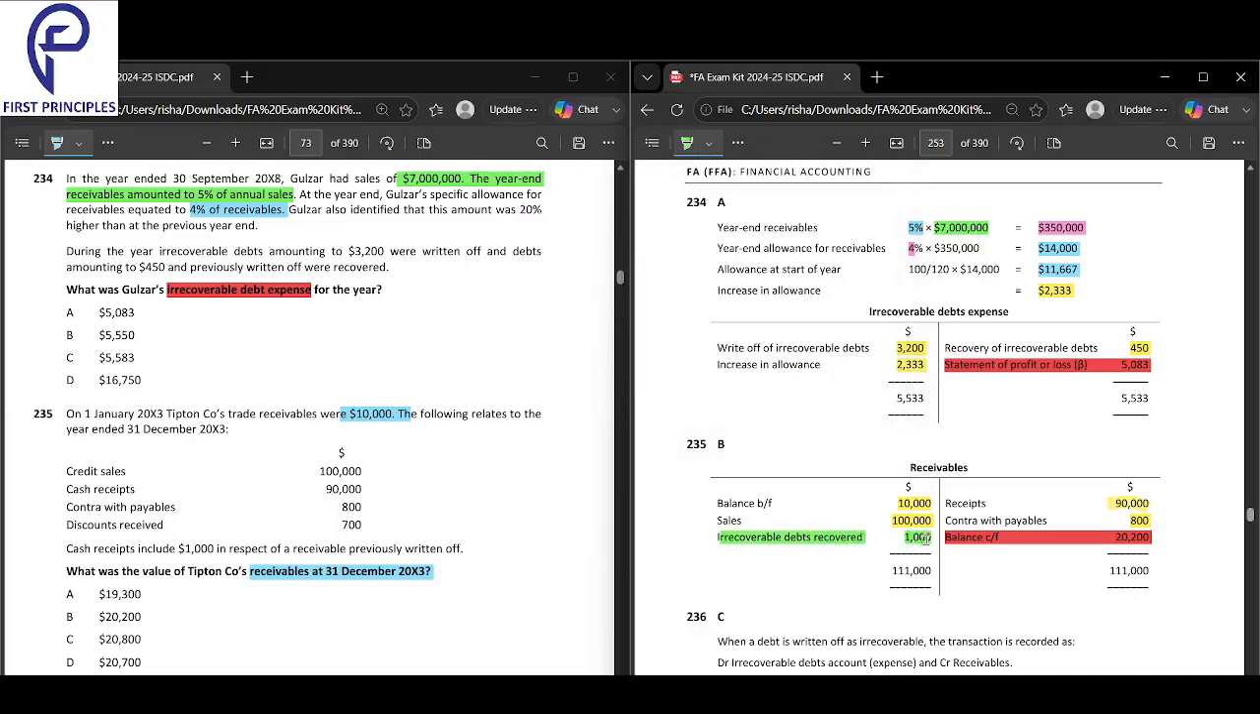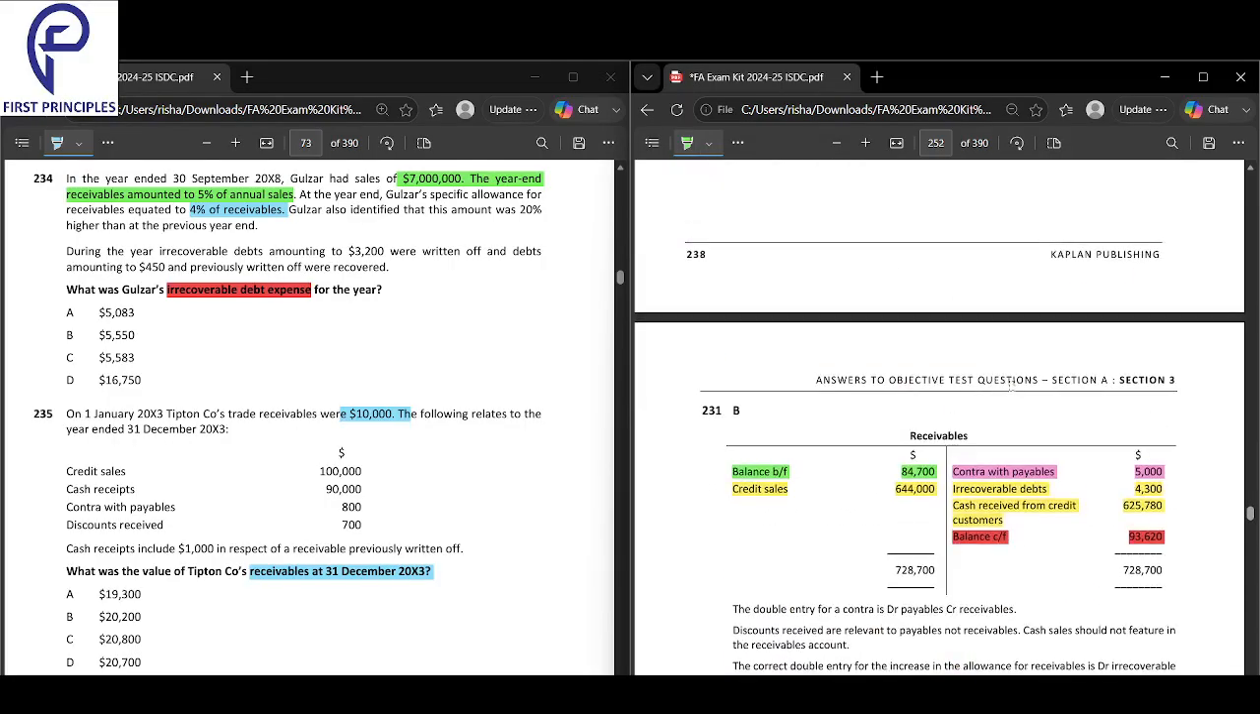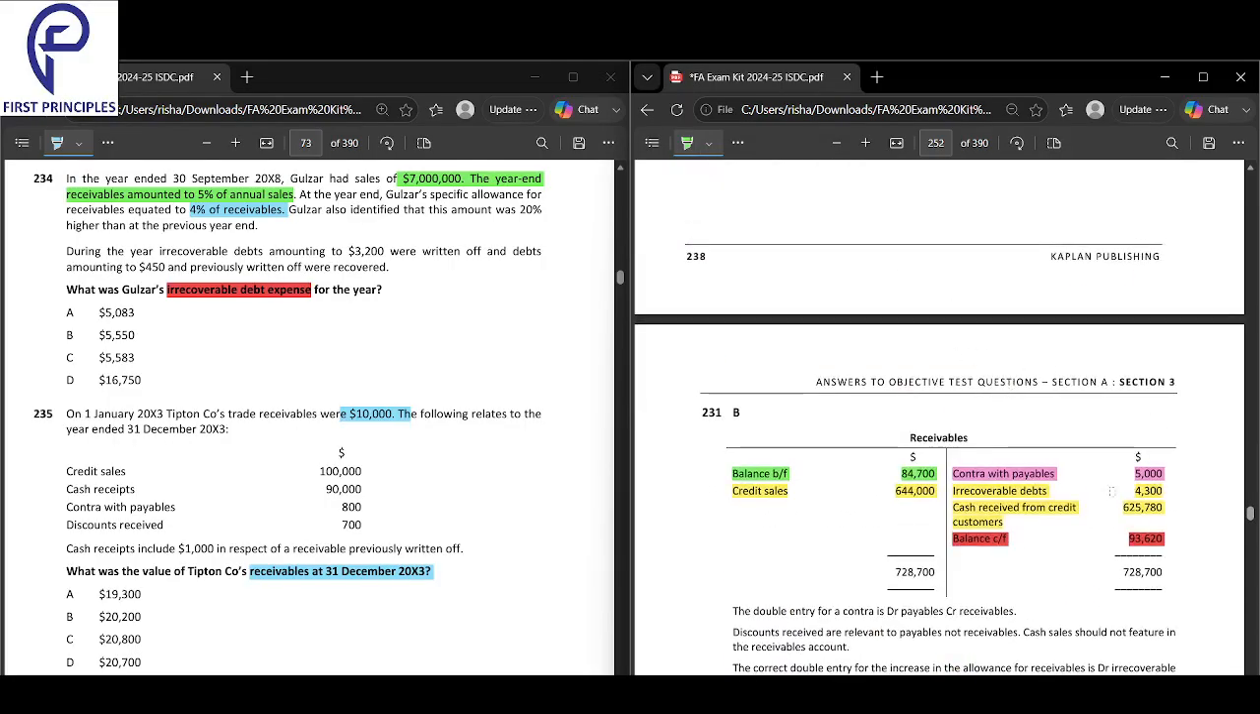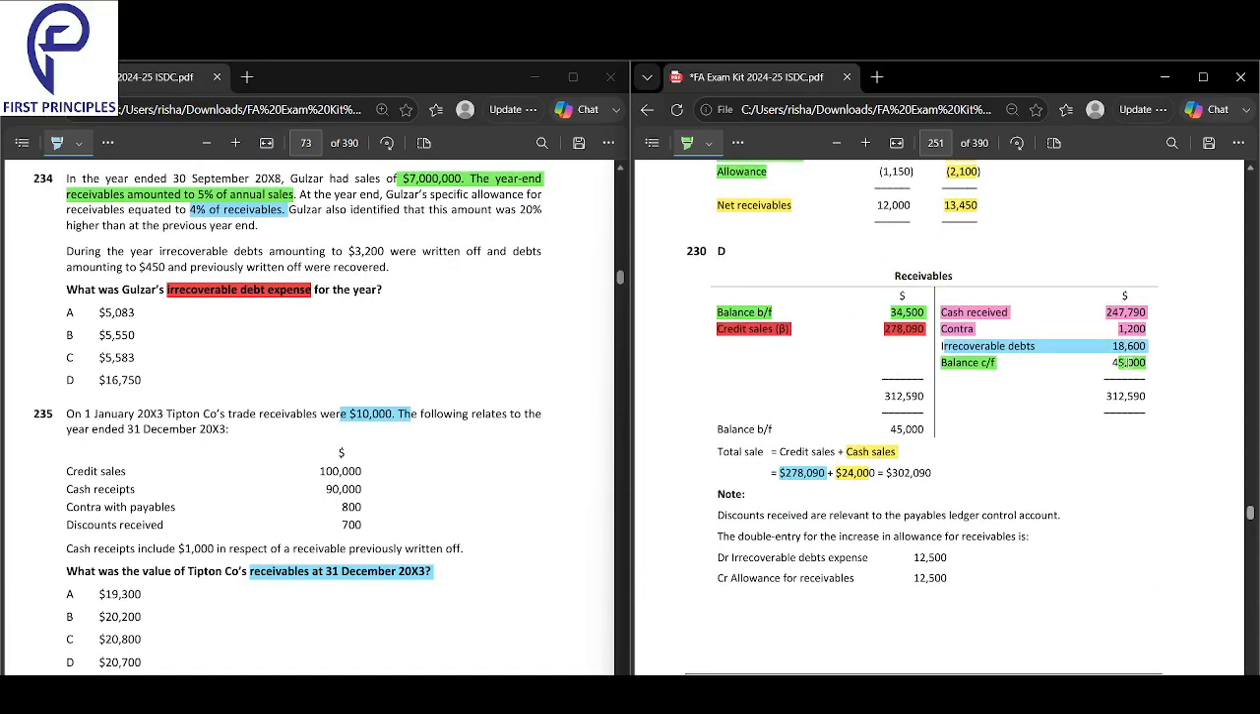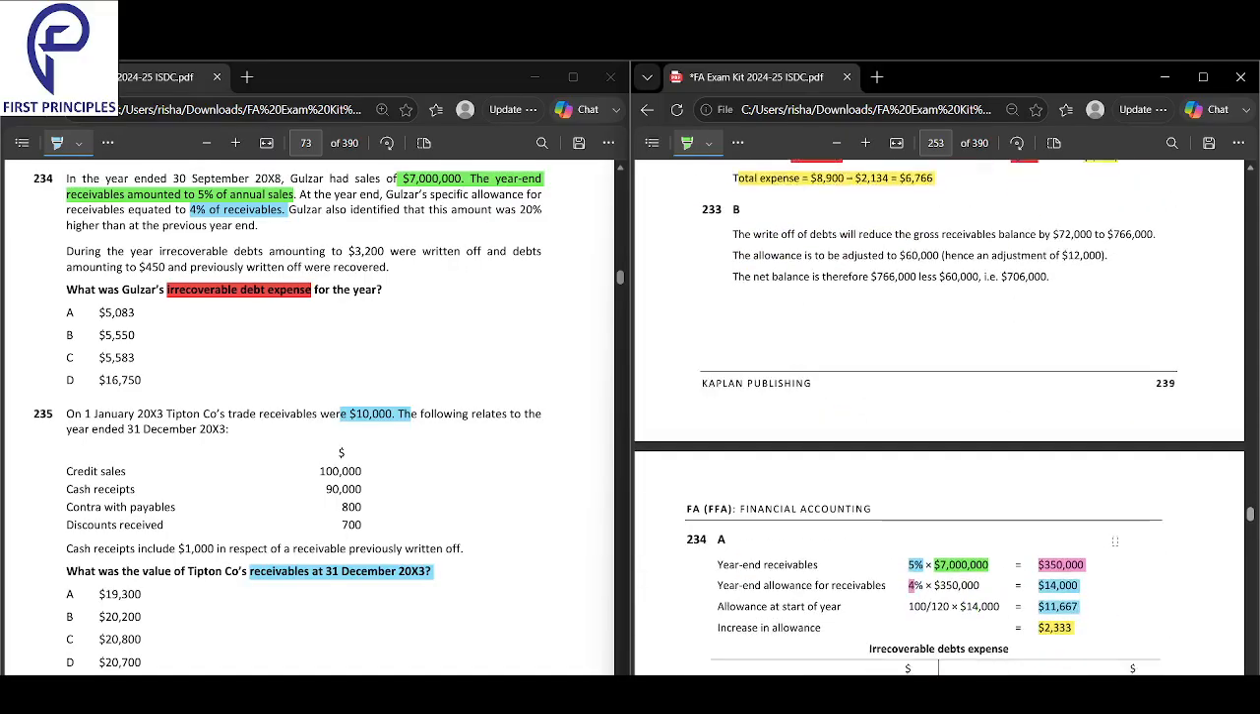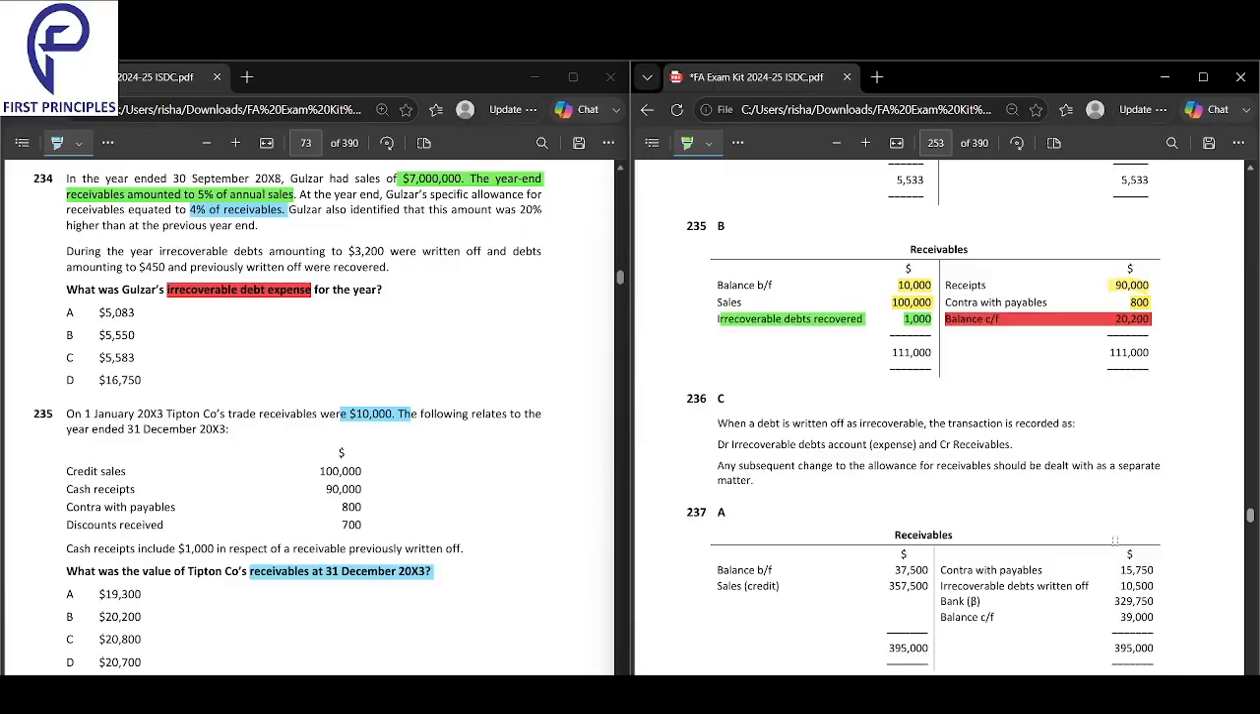In the previous sums we saw, irrecoverable debts had come here. You see here, 4,300 irrecoverable debts. You see here, 18,600 irrecoverable debts. If irrecoverable debts is on that side, automatically irrecoverable debts recovered will be on this side. Something that you've recovered this year. Irrecoverable debts recovered will come here.